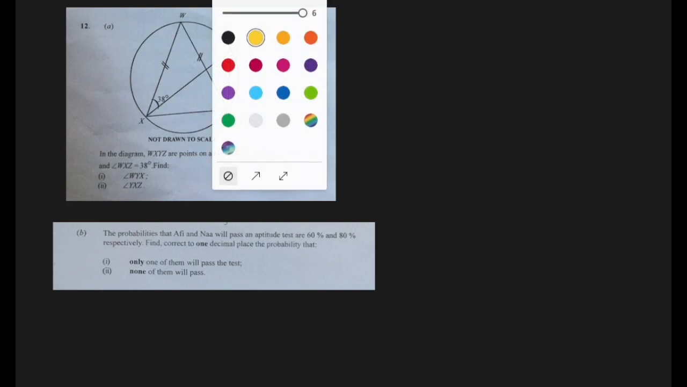There is a circle in the diagram. W, X, Y, Z are points on a circle. The magnitude of WX and WY are equal. WX and WY is an isosceles triangle. Okay. XZY is 64 degrees. This one. Okay. And WXZ is 38 degrees. That's fine. Find the angle WYX. This one, right?